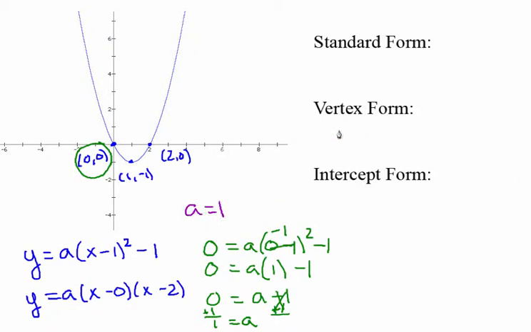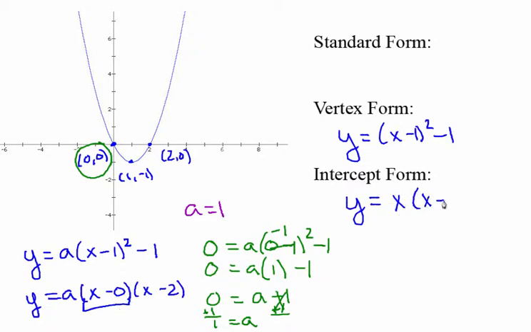That means that our vertex form is y equals 1 times x minus 1 squared minus 1. Notice I didn't write the a equals 1 value in there, because if I'm multiplying by 1, it's just understood to be there. Now, intercept form is y equals that understood 1, and then I'm going to take this x minus 0 and just write it as x, because x minus 0 is x, times the other factor, x minus 2.